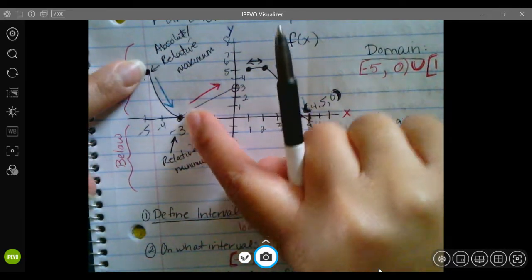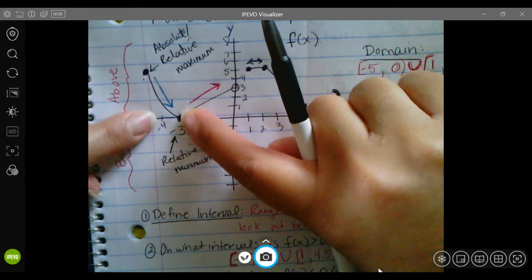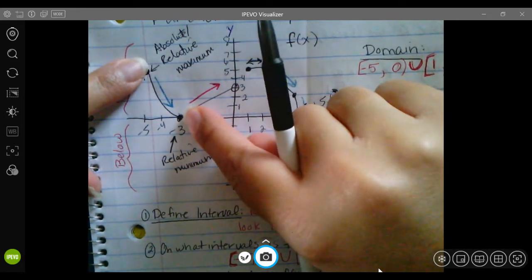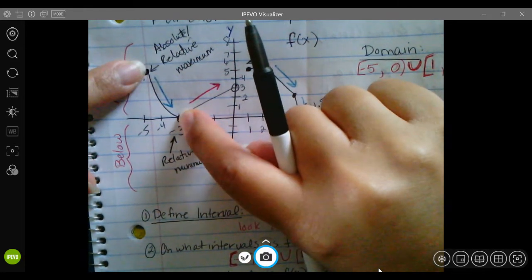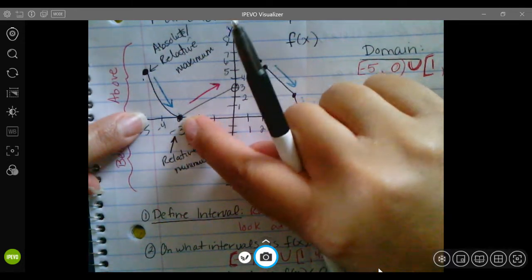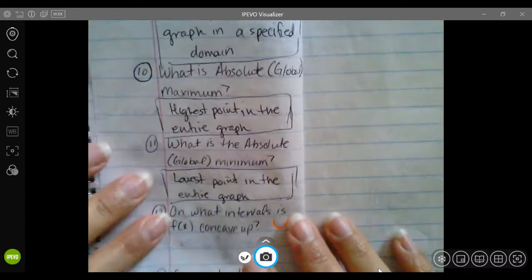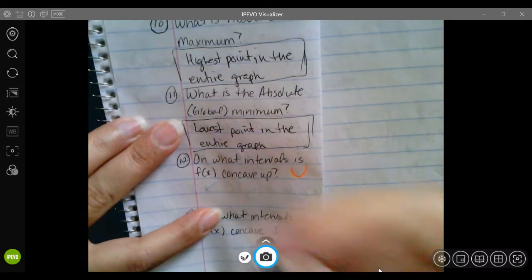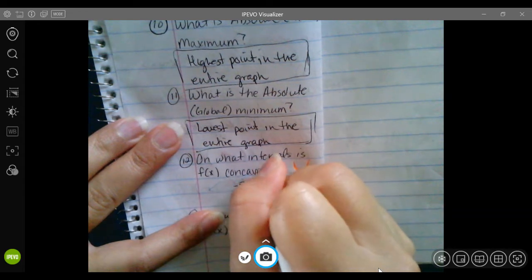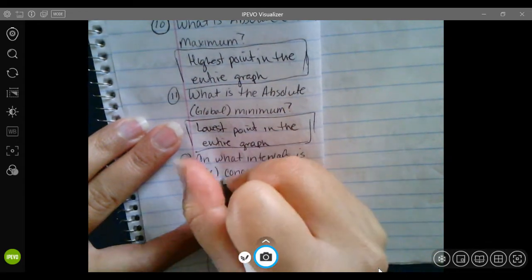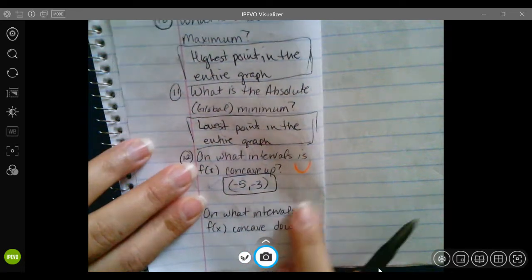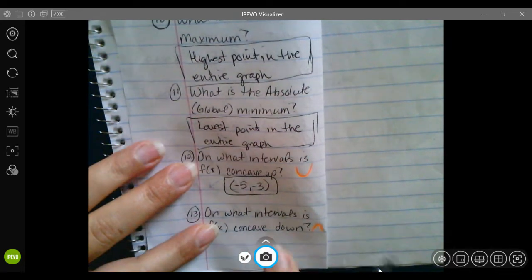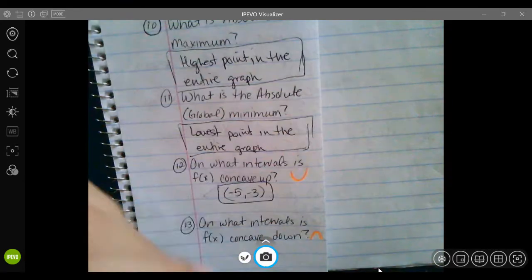So this is one part where it's curving upward, and we're gonna look again at the x's because it's asking for the interval, so we always look at the x's for intervals. So it'd be -5 through -3, okay? So that would be the answer for this bottom one, number 12, -5 through -3, okay? And then it says on what intervals is it concave down? So where is it going the other way? Where is it going down?